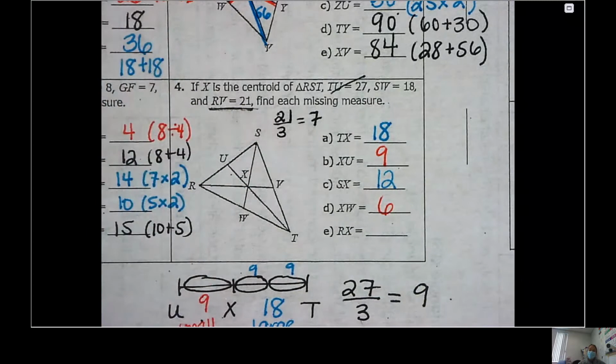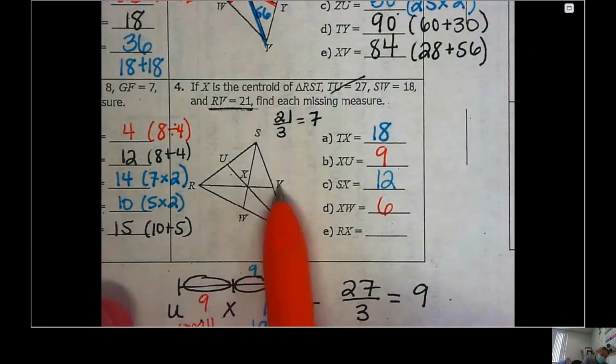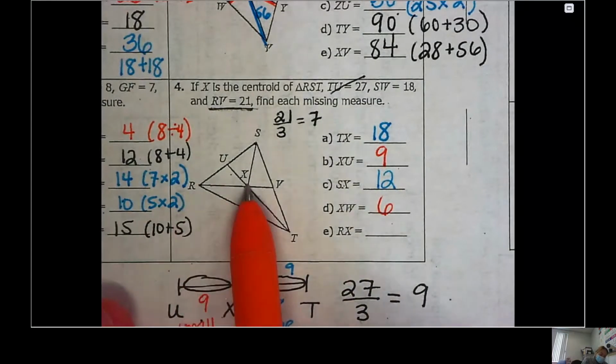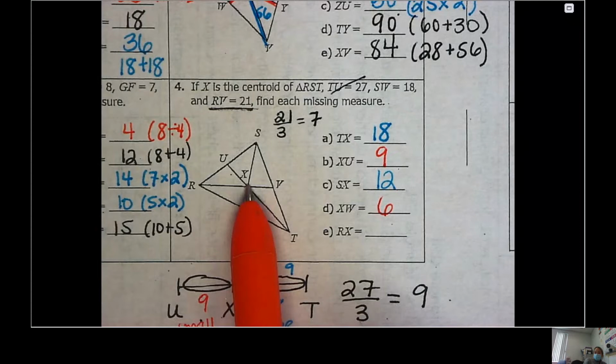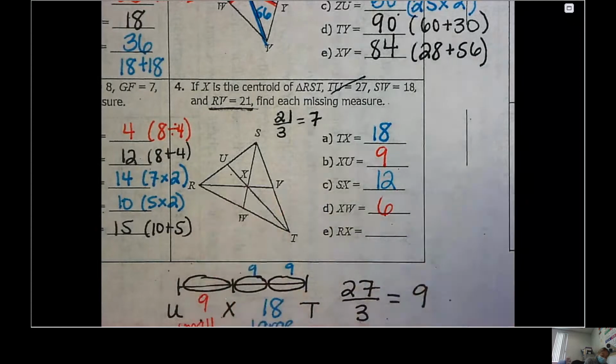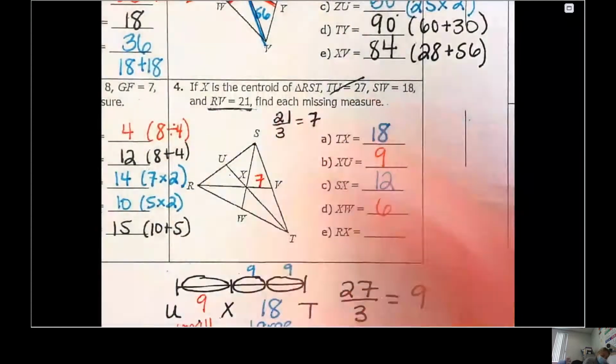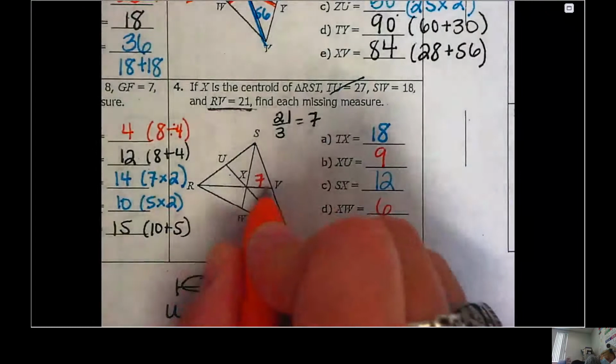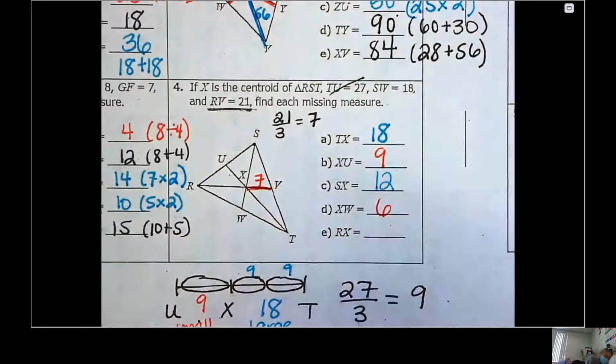All right. 21 divided by 3 gives you 7. That means the small piece is 7. So is XV 7 or is RX 7? Which one's the small piece? V to X. So this one's 7, which means R to X has to be what?